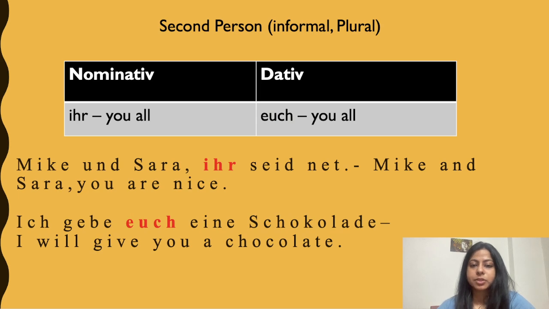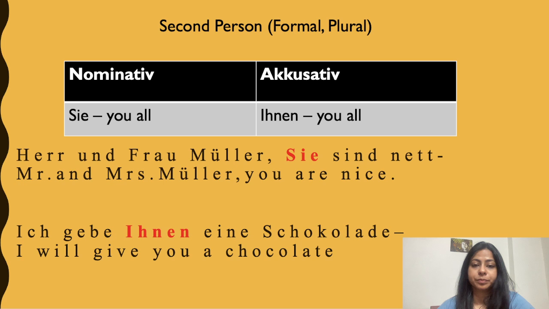Now let's look at second person informal plural. Ihr, which is you all, and the dative personal pronoun is euch. So Mike und Sarah, ihr seid nett. Here it will be one more T here, that is a Tippfehler. Mike and Sarah, you are nice. Ich gebe euch eine Schokolade. I will give you a chocolate. So here euch is the dative personal pronoun for ihr.